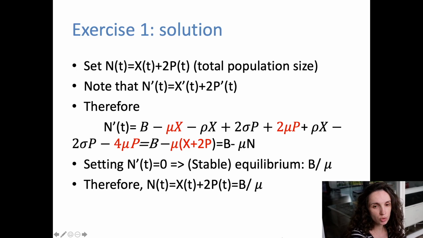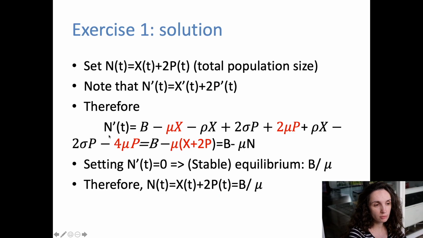Here is a solution to exercise 1. So first set n of t, the total population size, to be equal to x of t plus 2 times p of t. So that would be the variable that captures that. And observe that the differential operator can be distributed over sum. In other words, n prime of t, the derivative of n with respect to time, equals x prime of t plus 2 times p prime of t.